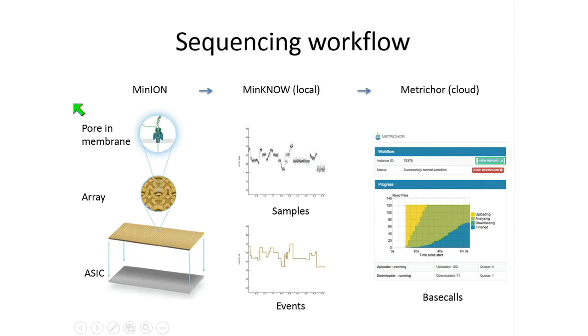To turn squiggles into bases that you can actually use for your analysis, they need to be sent to a base caller, and conventionally that's online. The company-provided base caller is called Metrichor. So it has to be uploaded to Metrichor before you can align it to a reference genome.